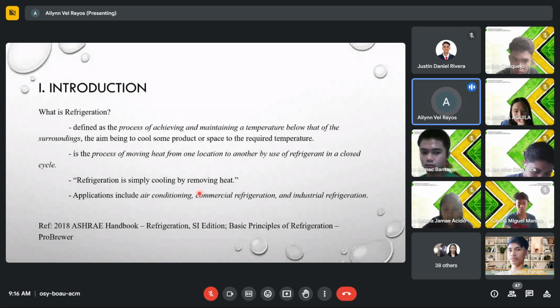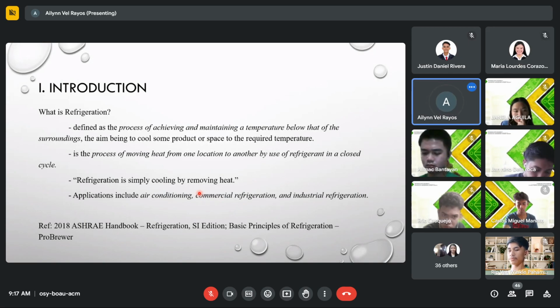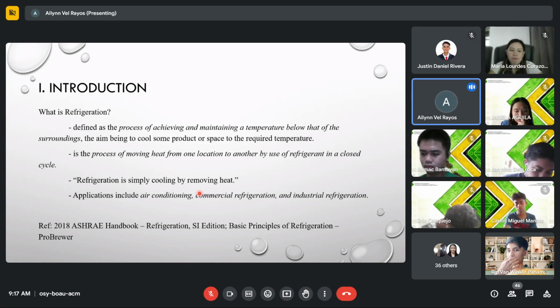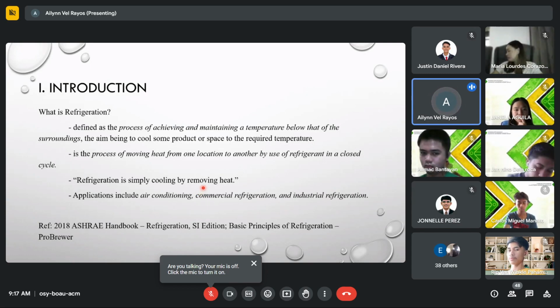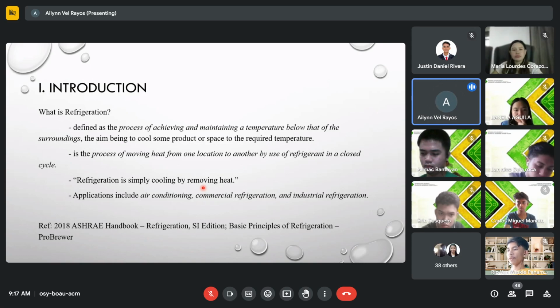Okay, so again, when we say refrigeration, it is a process of removing heat. If you put food in, its temperature will drop, and if you put it in the freezer, it will go even lower or freeze. So our main definition of refrigeration is maintaining a temperature below that of the surroundings. Refrigeration is simply cooling by removing heat but with the use of work input.